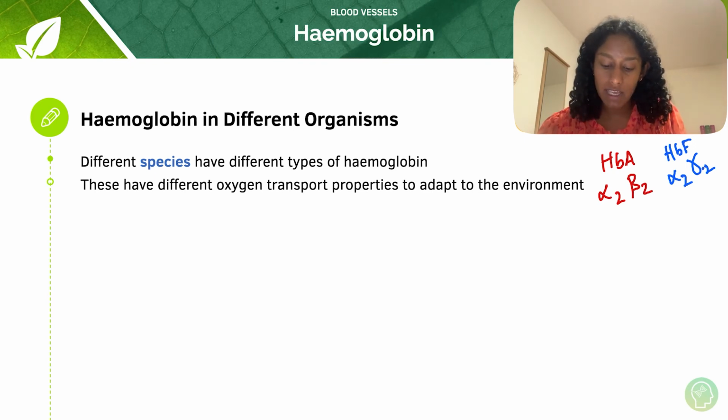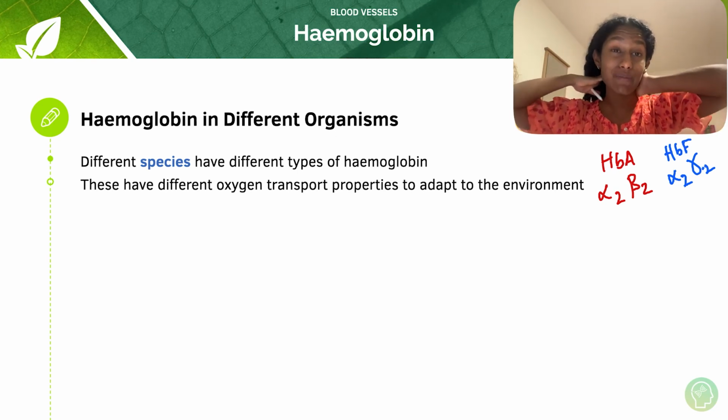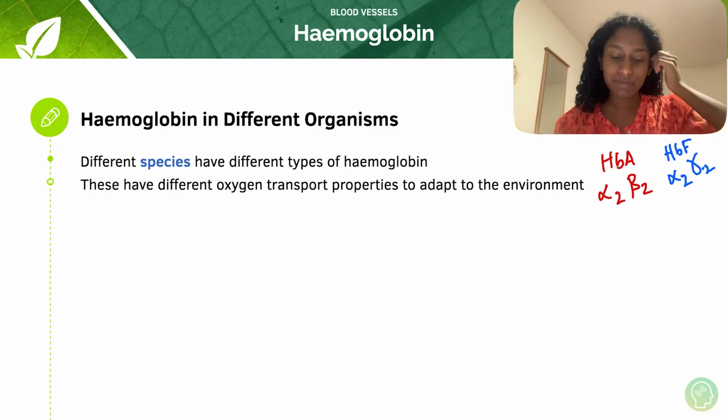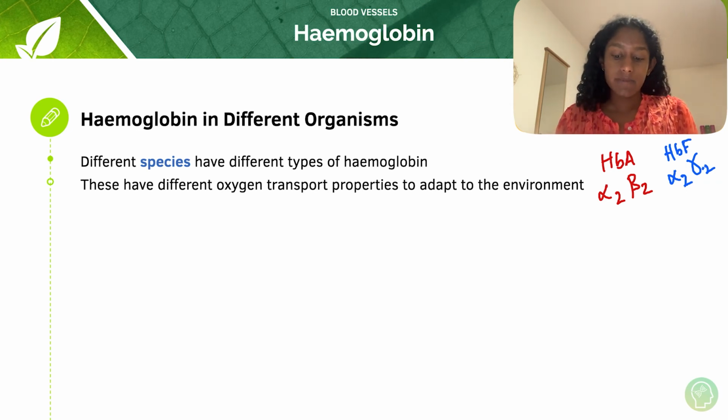And this property of fetal haemoglobin meant that the fetal oxyhaemoglobin dissociation curve, gosh, what a lot of words, was shifted over to the left, which meant that fetal haemoglobin had a higher affinity for oxygen than adult haemoglobin. Now, in the same way that this occurs between fetus and adults, different species have different types of haemoglobin. So this allows them to adapt to the environment.